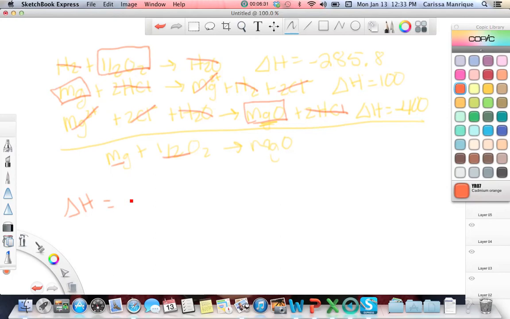So my delta H will be negative 285.8 plus 100. Sorry, I don't know what's going on here. Come on. 100. That's a 100. Okay, let me just do it from here. So it's going to be negative 285.8 plus 100 plus negative 400. Remember, we had to change the sign of this one. So when we add all of those together, we get a negative.